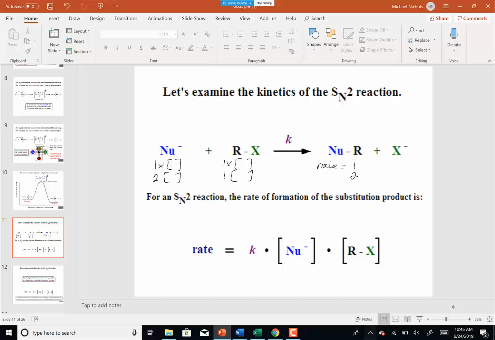And I hold the concentration of alkyl halide constant. Then I would say I'm going to hold the concentration of nucleophile constant at 1. I'm going to use 2 times the concentration of alkyl halide, and the rate doubles. So when I doubled the concentration of nucleophile, the rate doubled. When I doubled the concentration of alkyl halide, the rate doubled.